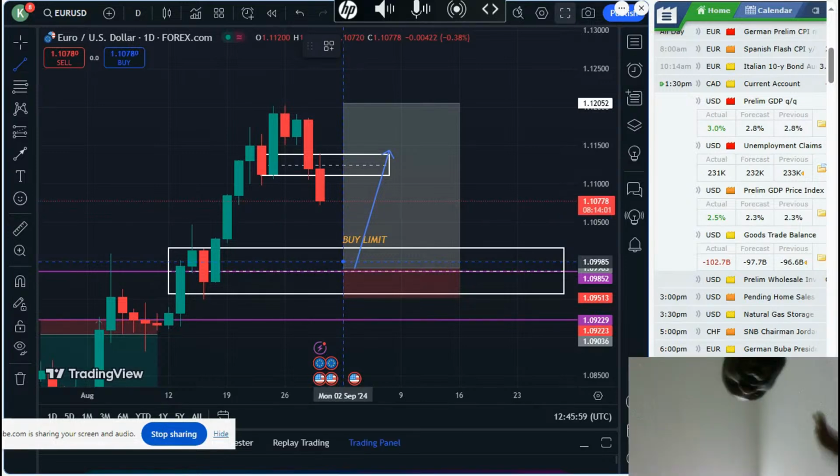I'm a support and resistance trader. And so a support and resistance trader, sometimes it takes us patience to take trade before we place a trade. But you would make money on the pending orders I'm going to drop.